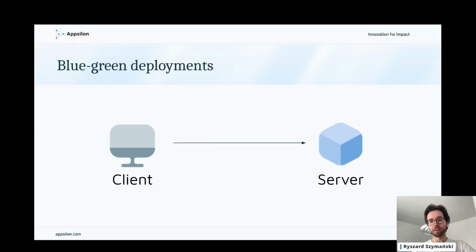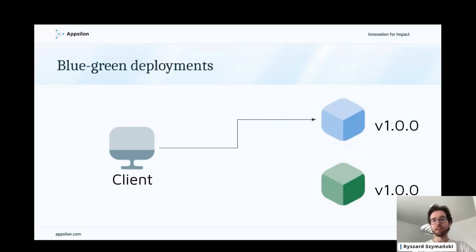So usually, you host your app on some kind of a server, while your users access it through a client, for example, a browser in their laptops. And the idea behind blue-green deployments is that we have two separate app instances, one called blue and the other called green. And in the beginning, your users access the app through the blue instance.